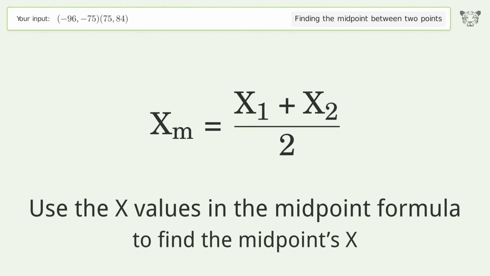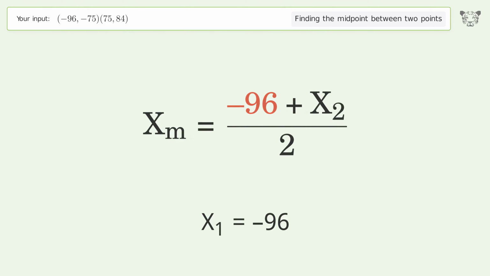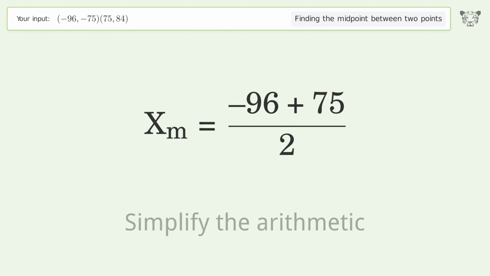Use the x values in the midpoint formula to find the midpoint's x. x1 equals negative 96. x2 equals 75. Simplify the arithmetic.